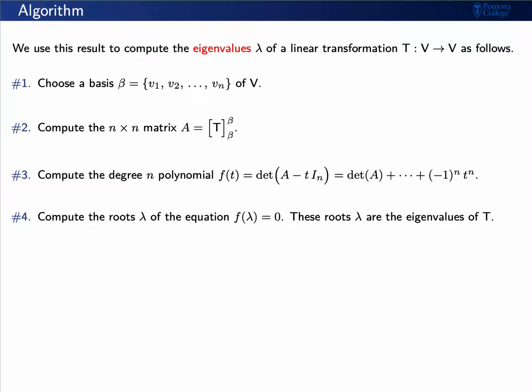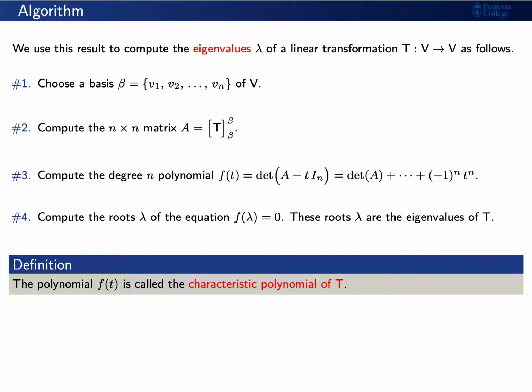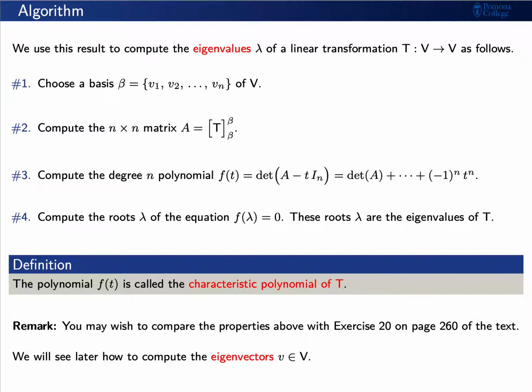That is, the roots lambda of this polynomial f of t are just the eigenvalues of T. This polynomial f of t is called the characteristic polynomial of the linear transformation T. We'll see later how to use all of this to compute the eigenvectors lowercase v corresponding to this eigenvalue. Today, let's go over a few examples to understand how this algorithm actually helps us.